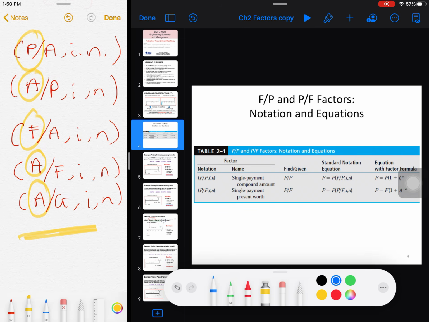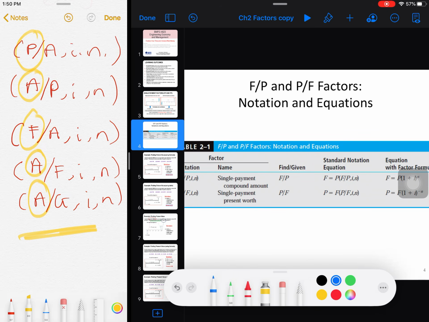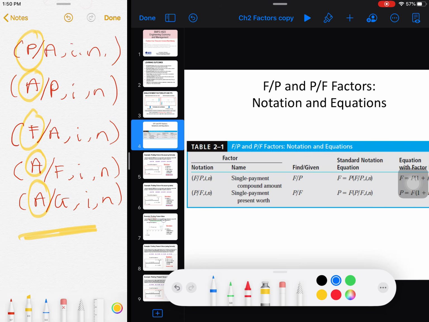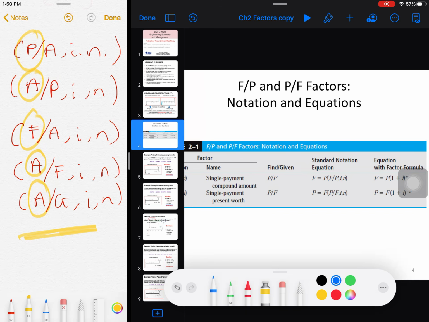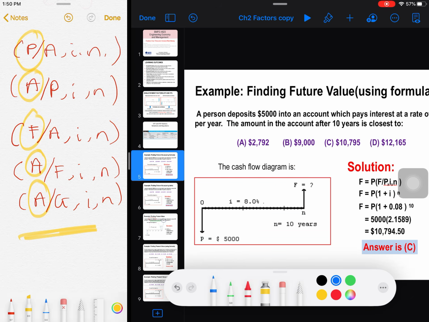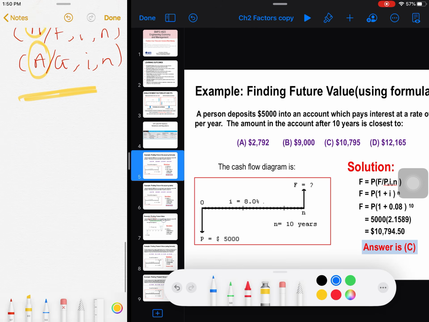So now we have the F of P and P of F factors notation and equation. You can see that F of P, I, N is the single payment compound amount, given F over P, and you can also solve these using the equation. Why do you have standard notation like this? Because you will be given a table that gives you all the values of F of P, P of F, A of G, A of P, F of A in a table, and I will show you later in the next slide. Okay, we should move on.